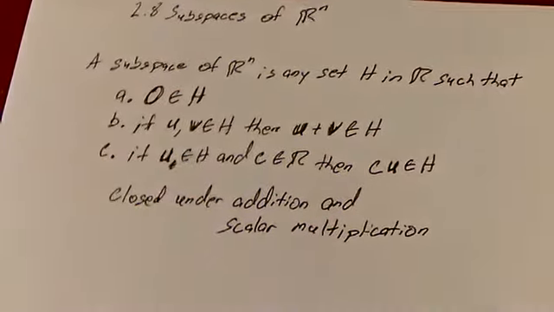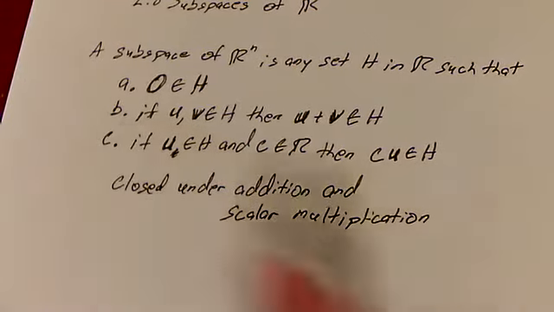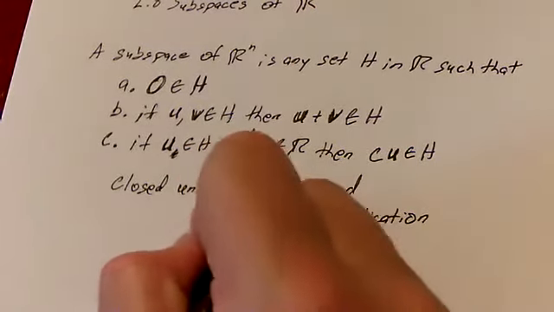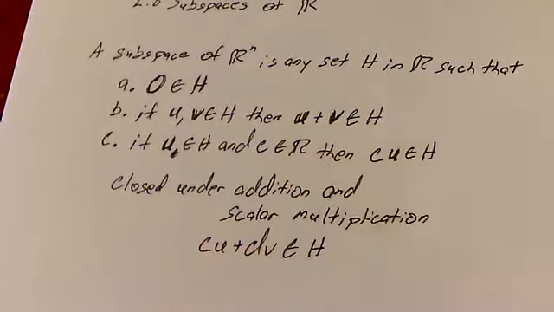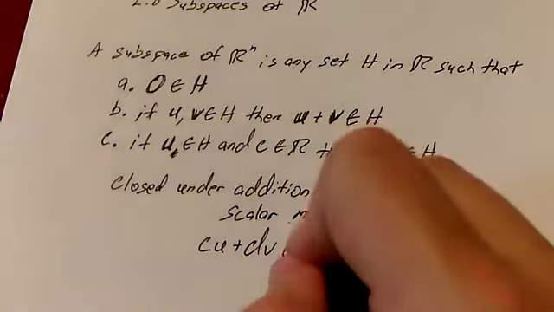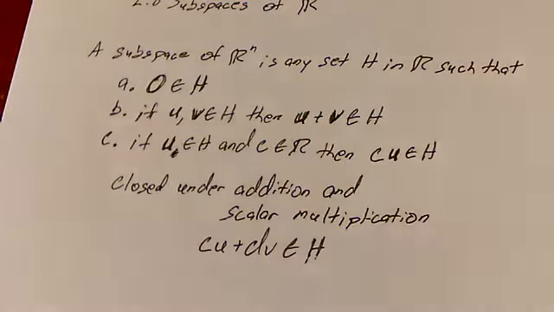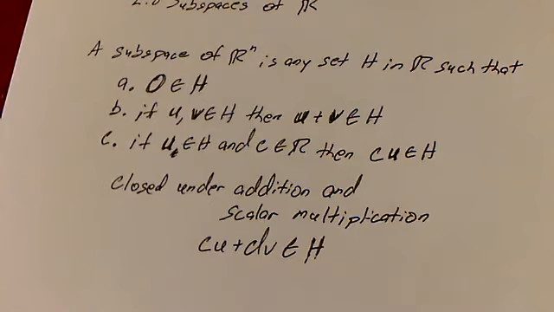Now, we can also think of conditions B and C together. We can think of that as CU plus DV is in H. So we have the same ideas that we had before, where we can use those in concert if we're thinking about how to show it similarly. Okay, it's much like linear transformations. Remember, we had a similar idea for linear transformations, combining those two.